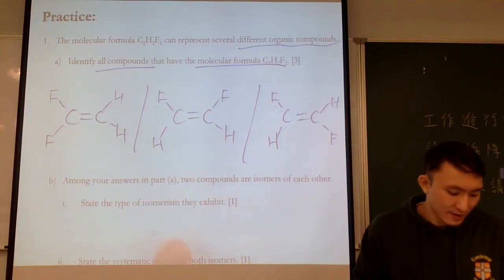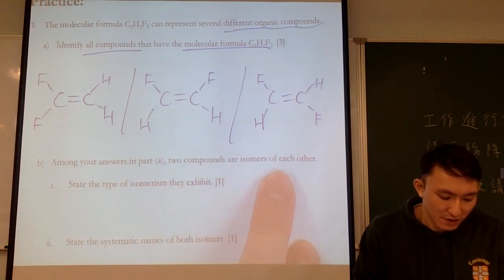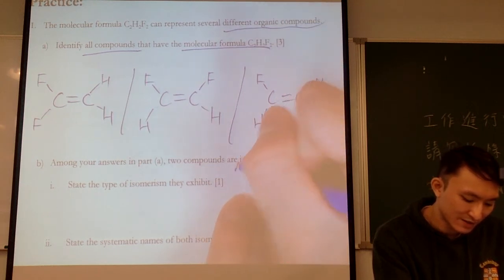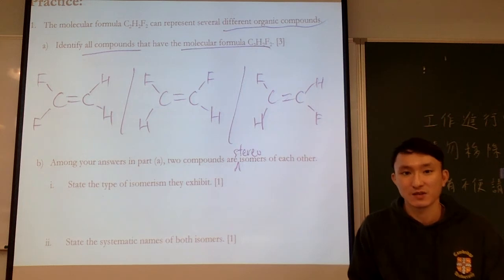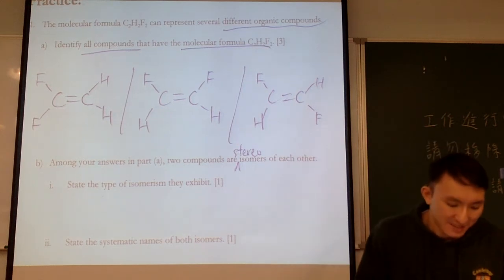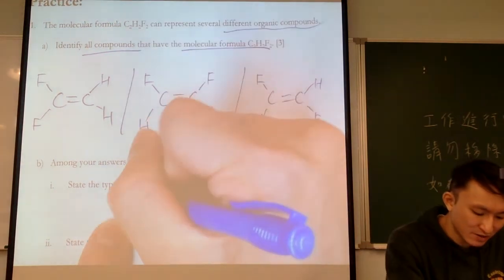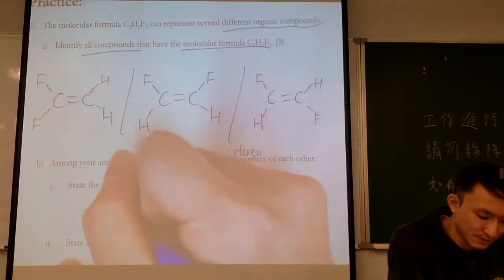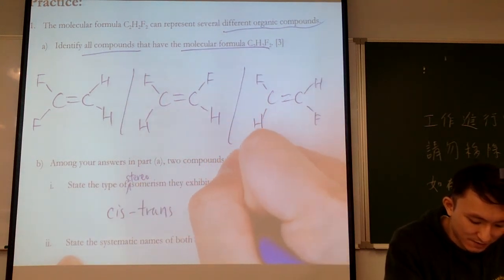Now here, among your answers in part A, 2 compounds are stereoisomers of one another, because they are all isomers of one another, right? So state the type of stereoisomerism. So this one must be cis-trans isomerism.